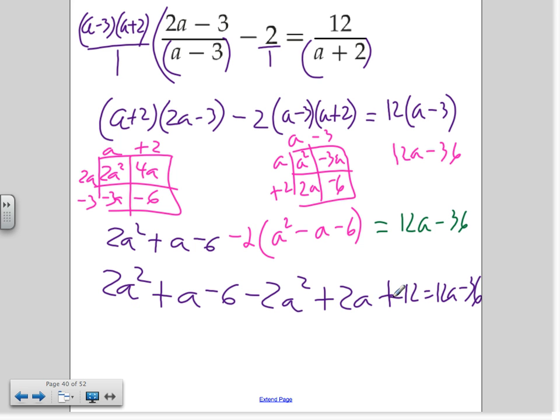There you go. Do we see like terms? Yeah, a bunch of them, right? So let's take a look at a few. You've got 2a squared and negative 2a squared. Oh, wait, they're opposite. What do you do? Cancel out. They cancel out already. Done.